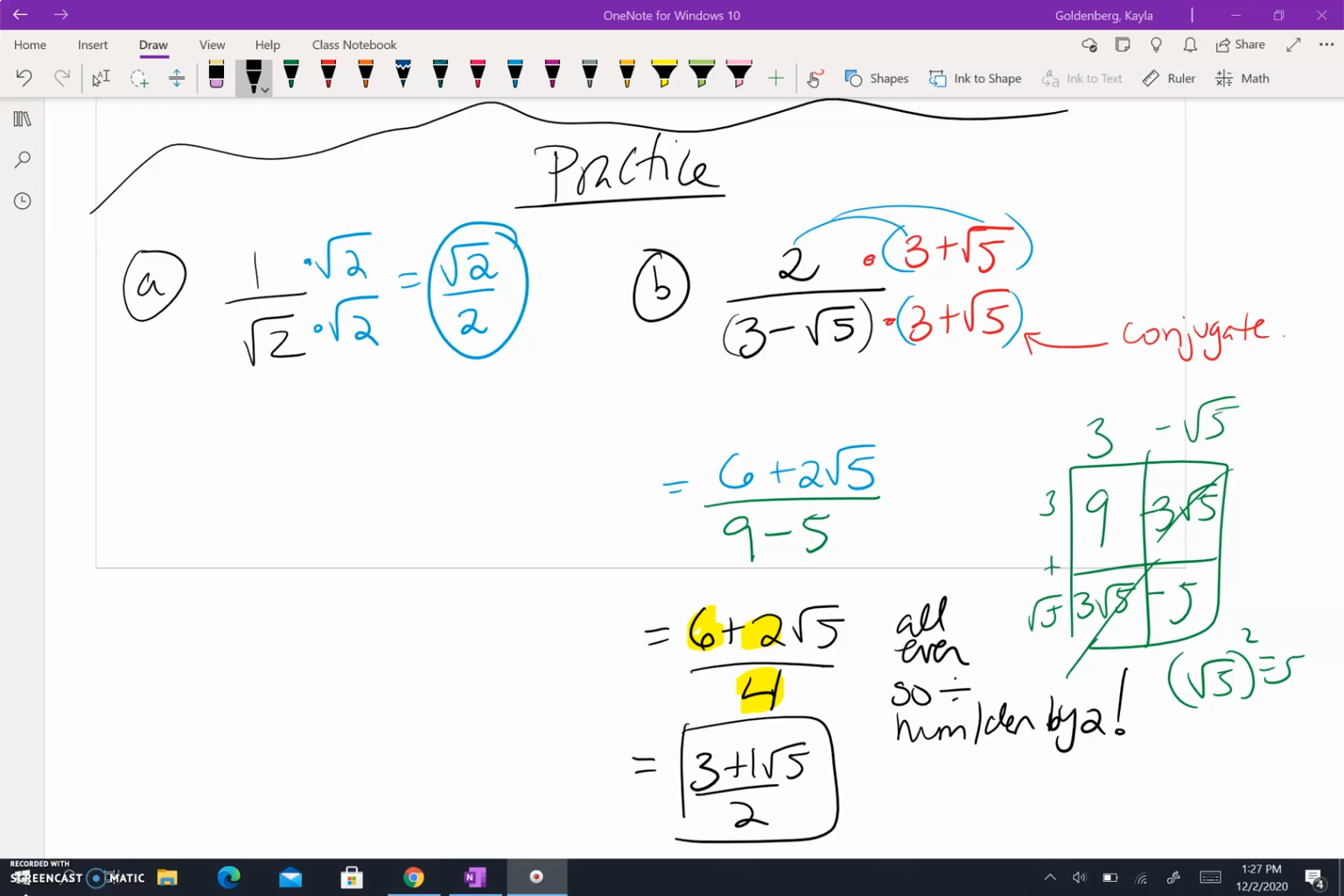but not fully. One tiny thing that you might have noticed was the 6, the 2, and the 4. Those are all even numbers, so we can divide the numerator and the denominator by 2. You don't have to write the 1 in front of the root 5 if you don't want to. I just put that there for cohesiveness.